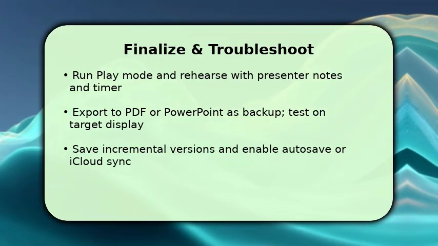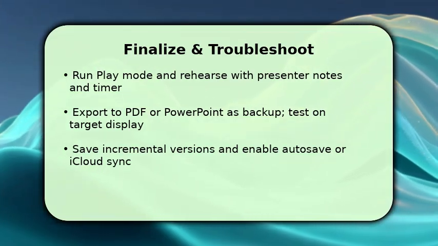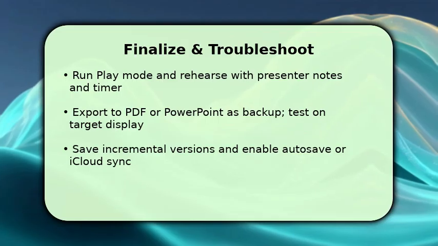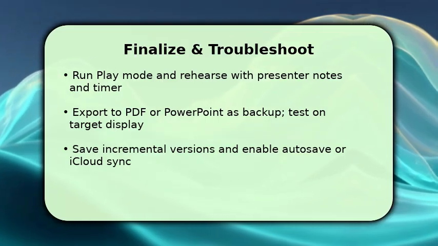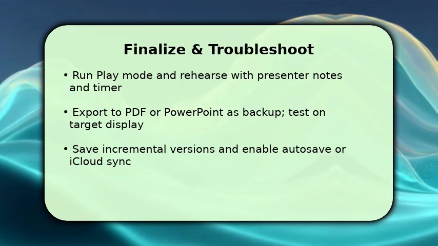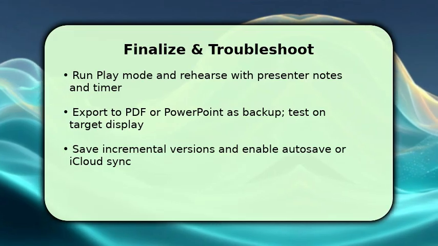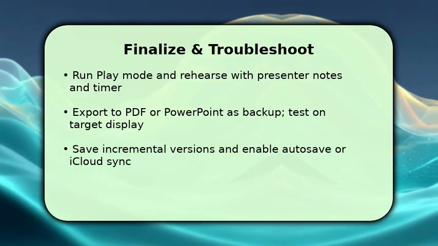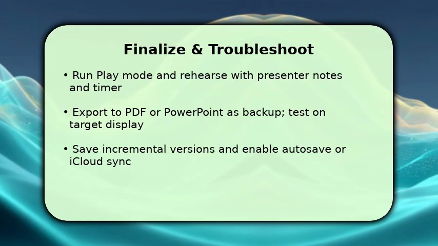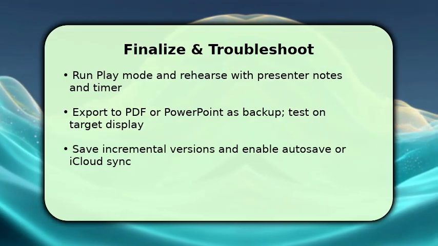Export a PDF and a PowerPoint backup, then test those files on the actual projector or display you'll use to confirm aspect ratio and font rendering. Save incremental versions and enable iCloud or autosave so you can roll back if needed. If a font or image breaks, replace with a system font or embed the image, then recheck immediately.